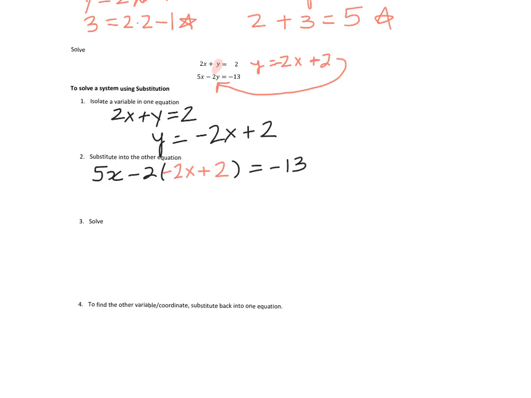It's time to solve. How we solve linear equations is we get rid of our parentheses first. So let's multiply negative 2 times negative 2x and negative 2 times positive 2.